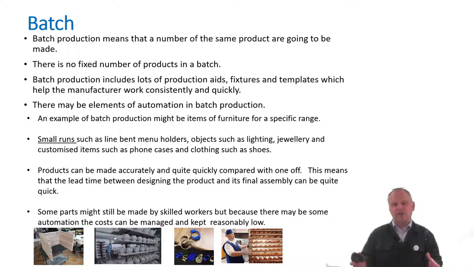Even within large-scale manufacturing, they might make a batch of things on a separate production line to check that their manufacturing system works. Okay, the products are accurate and quite quickly made compared to a one-off because of all the templates and the design and manufacturing aids. However, you still need skilled workers to produce it because they need to be able to work quite closely with the products that are being made. Okay, you need someone who is skilled and knows what they're doing, which means that your costs are still quite high. However, in a batch production assembly or manufacturing line, you probably have a certain level of automation.